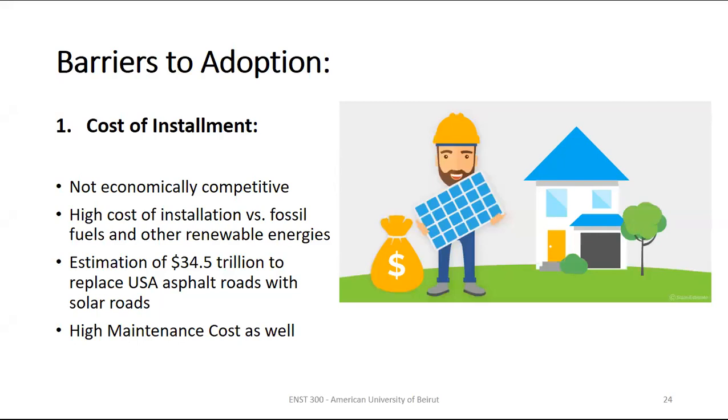Okay, in the last part of this presentation, I'm going to address the barriers to solar roadway implementation and the limitations of this technology. The first limitation, one of the major barriers to widespread deployment, is the cost of installation. Despite the struggle of solar panel manufacturers to reach cost-competitive levels in comparison with other sources of electricity, and despite the recently reduced cost of installation of solar systems, the cost per unit of electricity produced by solar technology is still higher than that of conventional energies like fossil fuels and other renewable sources. It is estimated that it would cost $34.5 trillion to replace USA asphalt roads with solar roads, which is a very high investment. And there is also the issue of maintenance cost of these roads, which is also very high.